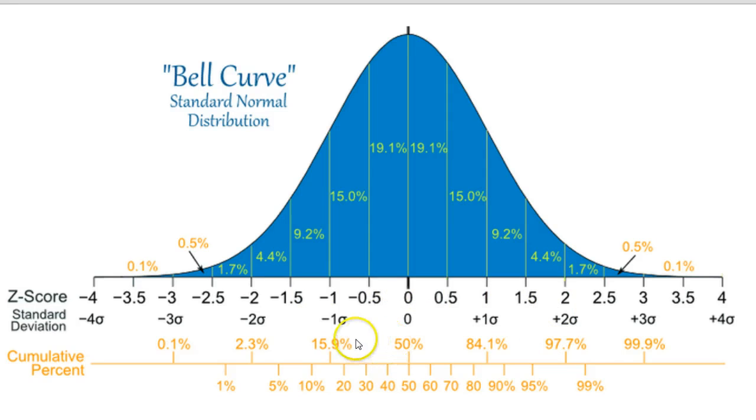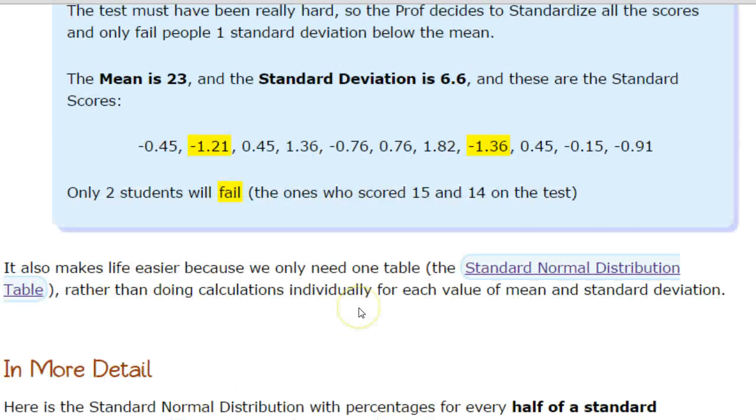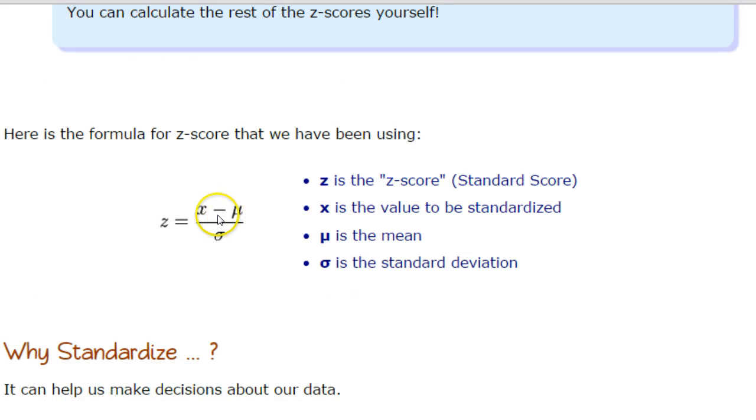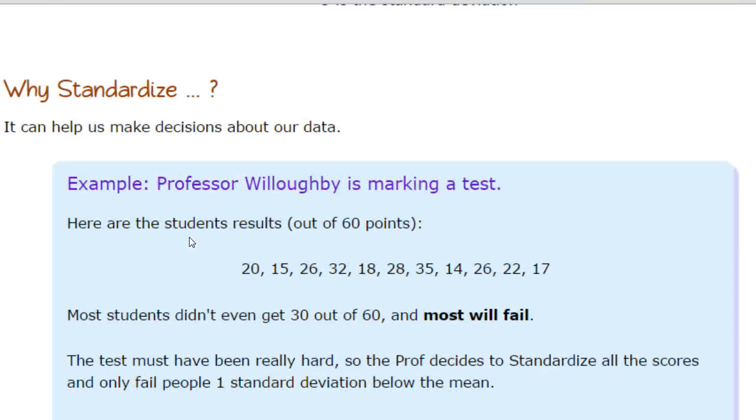Okay, that is pretty much it for standard deviations. Use this curve like the back of your hand and make sure you know how to do z-scores. Z-scores are a way to find how many standard deviations you are from the mean. Real fast, a z-score is your actual point minus the mean, divided by sigma. And it helps us make decisions about data.